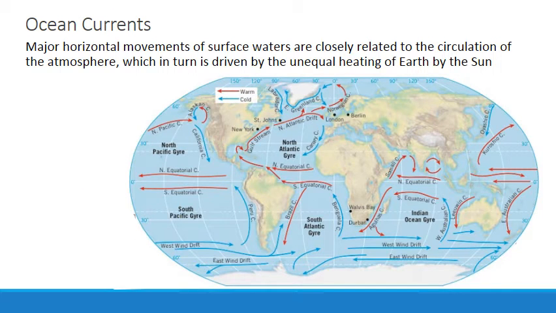At the water surface, where the atmosphere and the ocean meet, energy is passed from moving air to the water through friction. As a result, the drag exerted by winds blowing steadily across the ocean causes the surface layer of water to move. So major horizontal movements of surface waters are closely related to the circulation of the atmosphere, which in turn is driven by unequal heating of the Earth by the sun. Surface ocean currents have an important effect on climate.